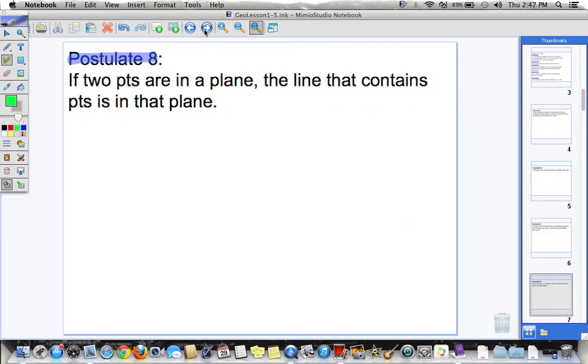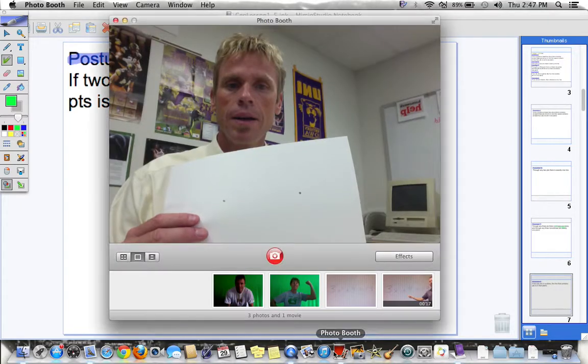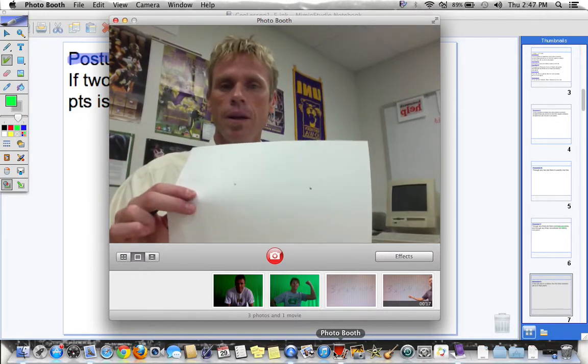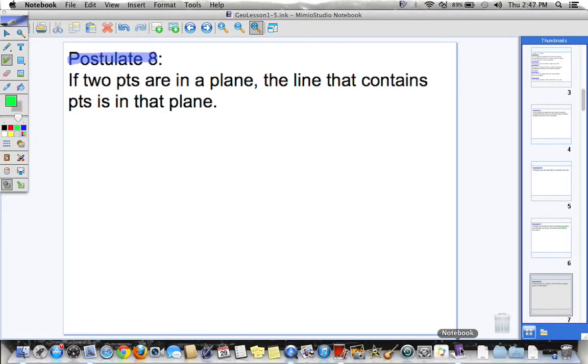All right, postulate 8: if 2 points are in a plane, let me demonstrate that. I'll draw that, and we'll come back to this. Up on this paper here, I have 2 points on a plane. The sheet of paper is the plane. Now it goes on to say the line that contains those points is in the plane. So I'm going to draw a line through those 2 points. Now this is kind of a common sense one.